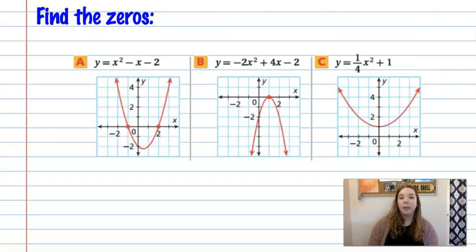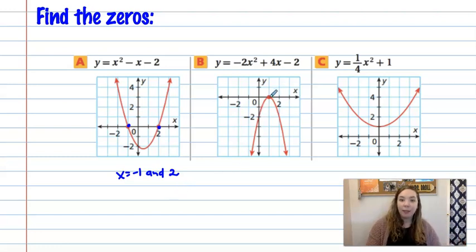So here's some picture examples of what that would look like. So for A, this would have 2 zeros because it crosses twice. And it says find the zeros. So I'm going to say that my zeros are x equals -1 and +2. That's where it touches my x-axis. And if I were to factor this, these would be the solutions I get out. And we will work on that piece of it later on in our unit.